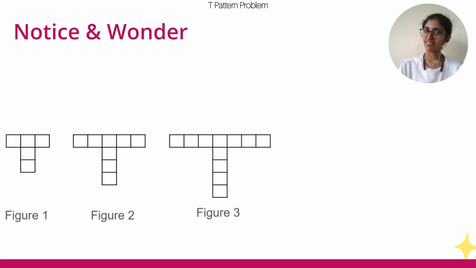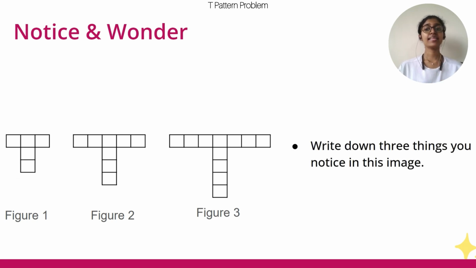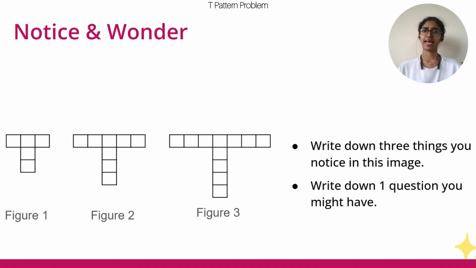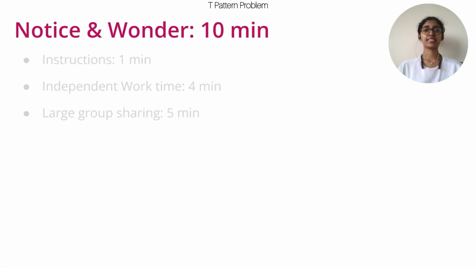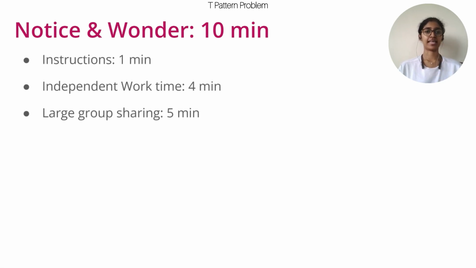The first section we have is the notice and wonder routine, where the students are going to observe these images and they are going to answer two questions. They will write down three things that they notice in the image and any one question that they might have here. And the notice and wonder routine is for 10 minutes. How the time division looks like.